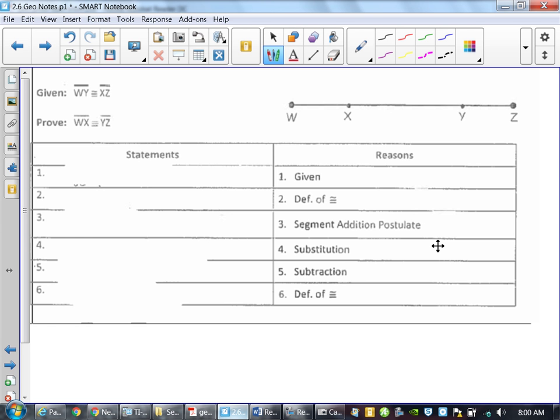So when we start with this one, they're giving you that WY is congruent to XZ. So what do you think your first thing is?